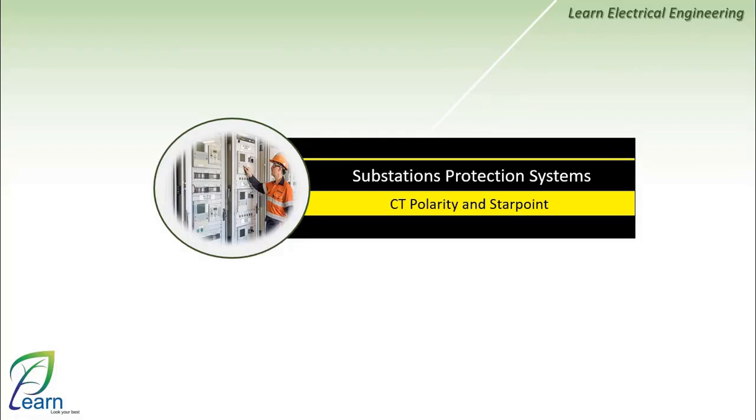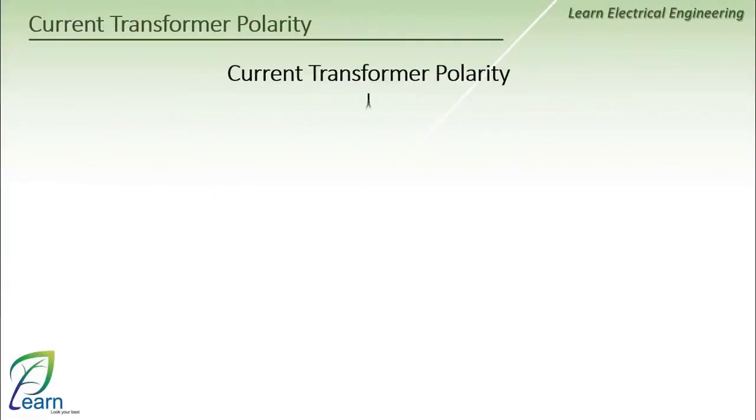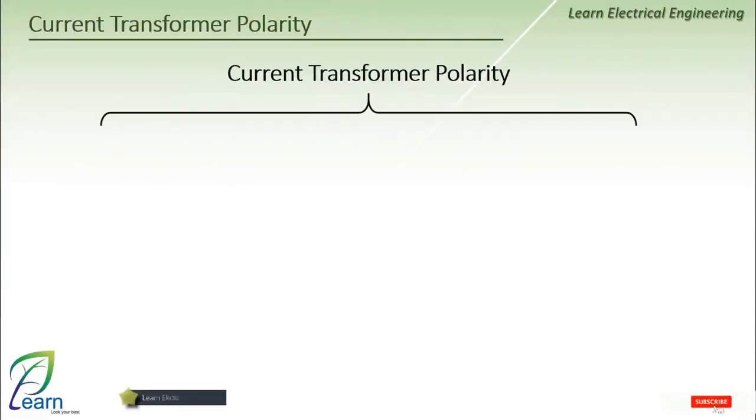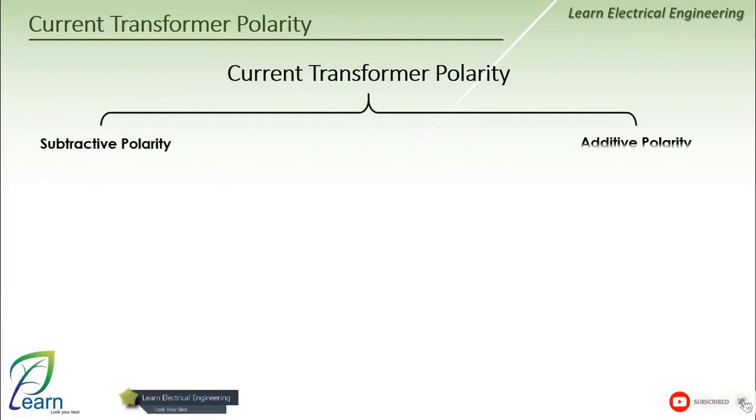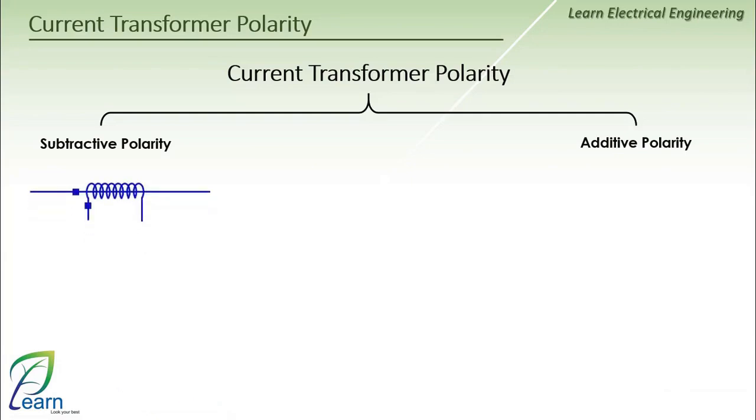God willing, in this lecture, we will talk about CT polarity and CT star point concerning the current transformer polarity. There are two types, subtractive polarity and additive polarity. For subtractive polarity, the CT is drawn in this way, and in this case, the directions of the currents are such that if the primary current passes in this direction, the secondary current will pass in this direction, which we can say is opposite to the direction of the primary current.